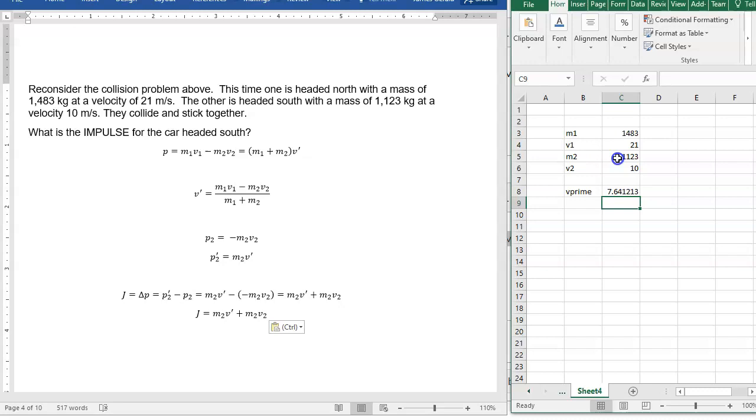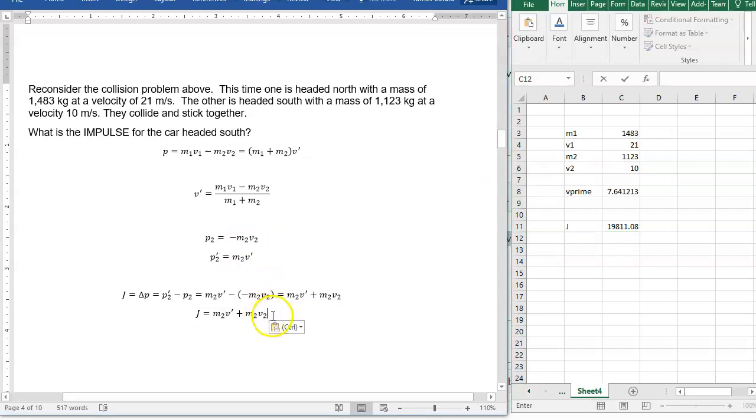So now we have V prime, and we need to calculate the impulse J. So J is going to be M2 times V prime plus M2 times V2. And so J is 19,811 kilogram meters per second. And that's it for this problem.